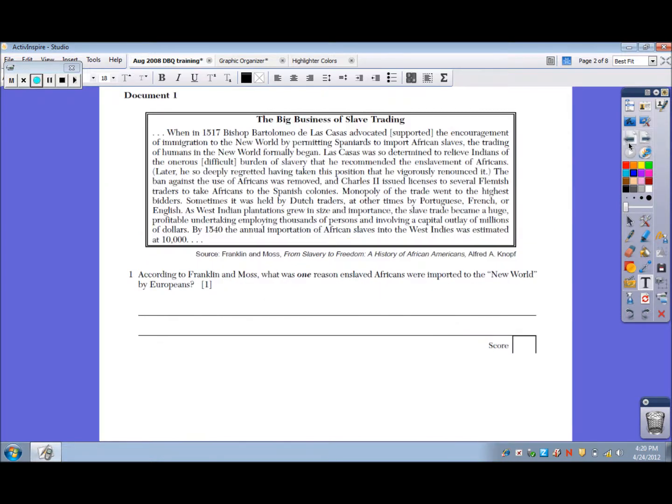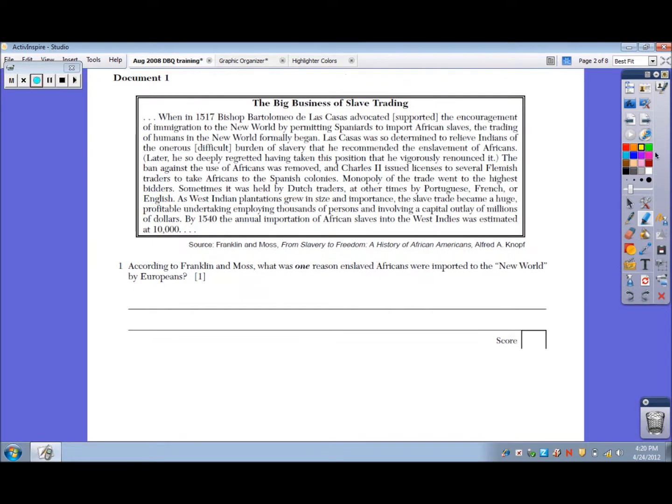The first document here. Again, when you go through the documents, you want to have your pink highlighter in hand and you want to read the question first. Question 1 says, according to Franklin and Moss, what was one reason enslaved Africans were imported to the New World by Europeans? In case you don't remember, New World means the Americas. So, what was one reason enslaved Africans were imported to the New World?